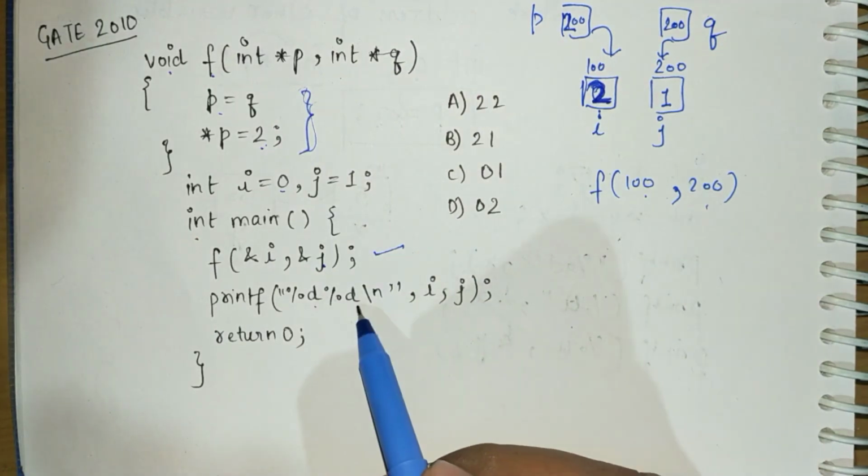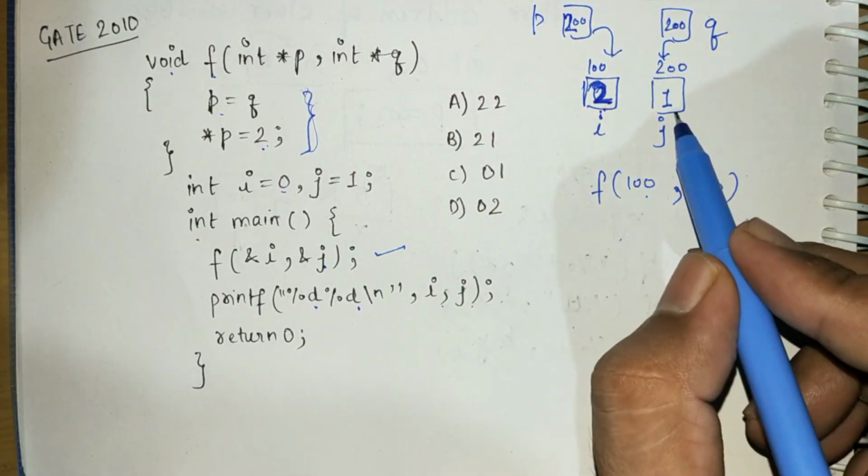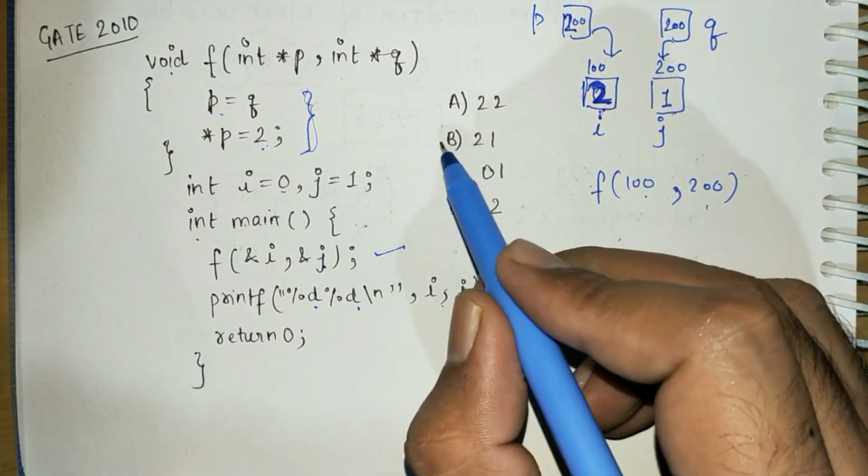Now we are printing two integers, they are %d and %d, I and j, we are printing 2 and 1. So what will be printed? 2 and 1. So the answer is B.